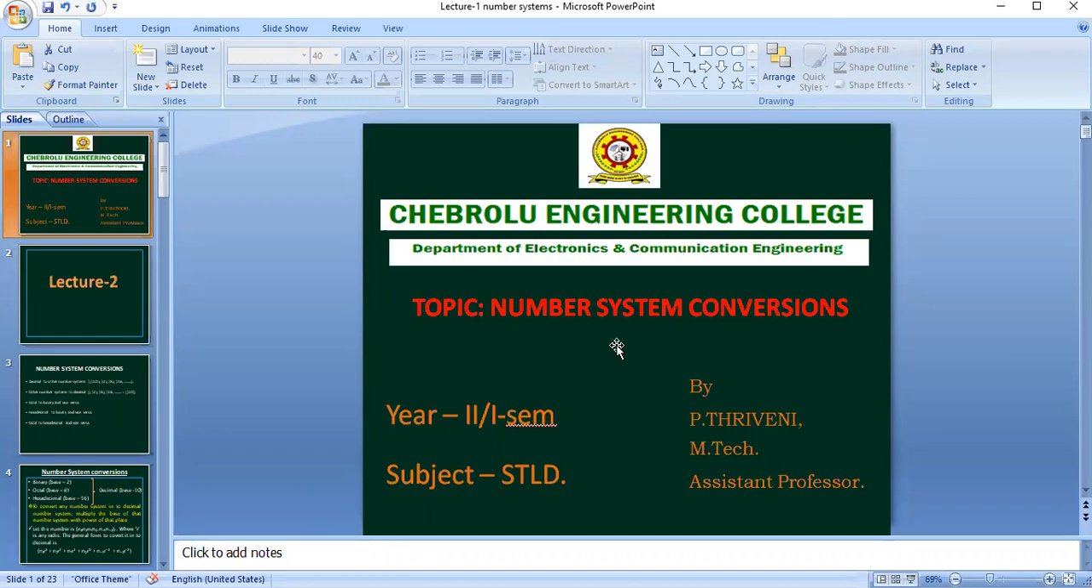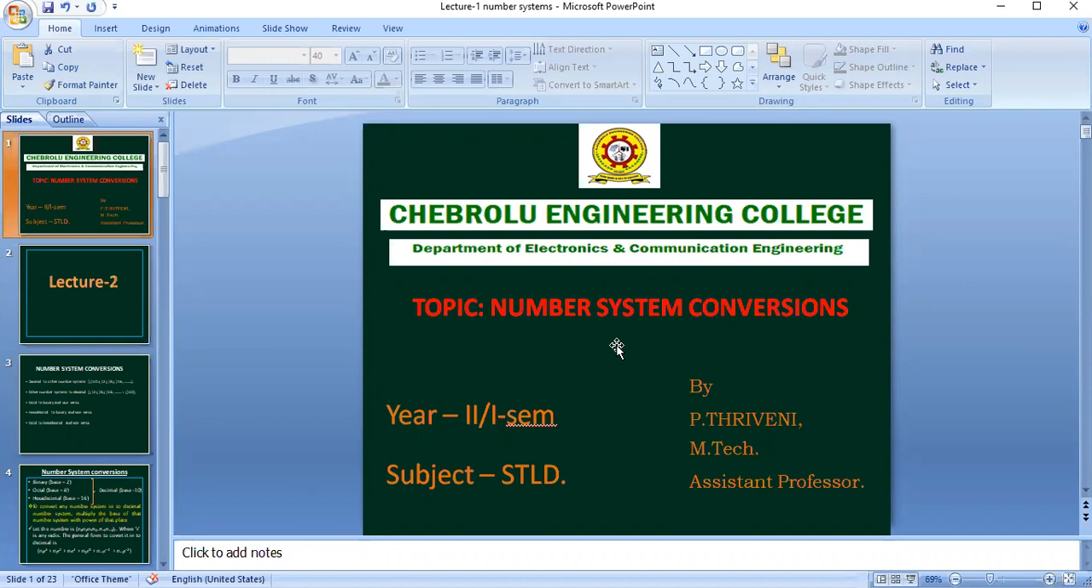So in today's session, I'm going to explain to you about number system conversions. In yesterday's class, we already discussed the basic number systems which are used in digital electronics. So what are those? Decimal number system, binary number system, octal number system, and hexadecimal number system.